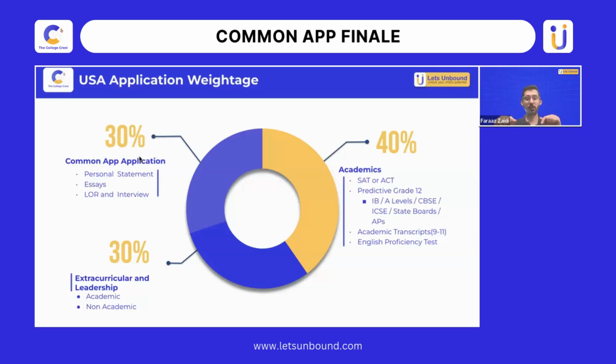Along with your predictive 12th score, you also submit your grades from 9 to 11. So you can just imagine how much more important they have become. They're playing a factor in two aspects of this 40%. So make sure that you're trying to show a growth trajectory.